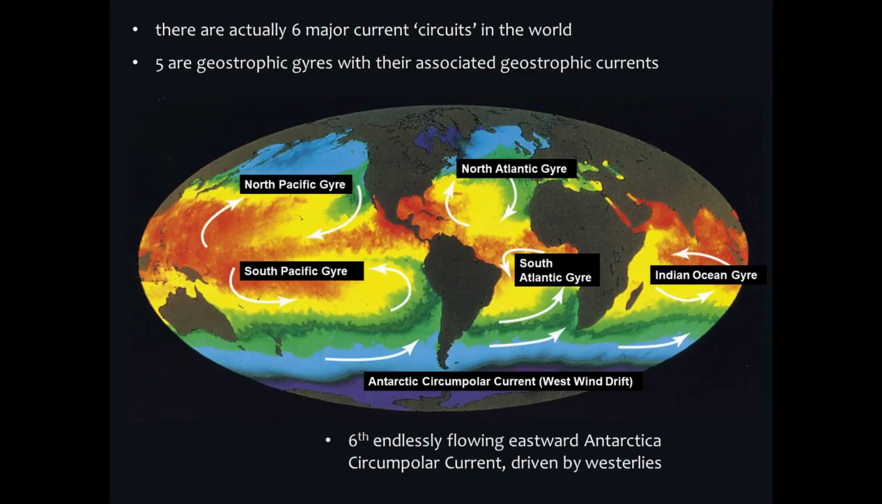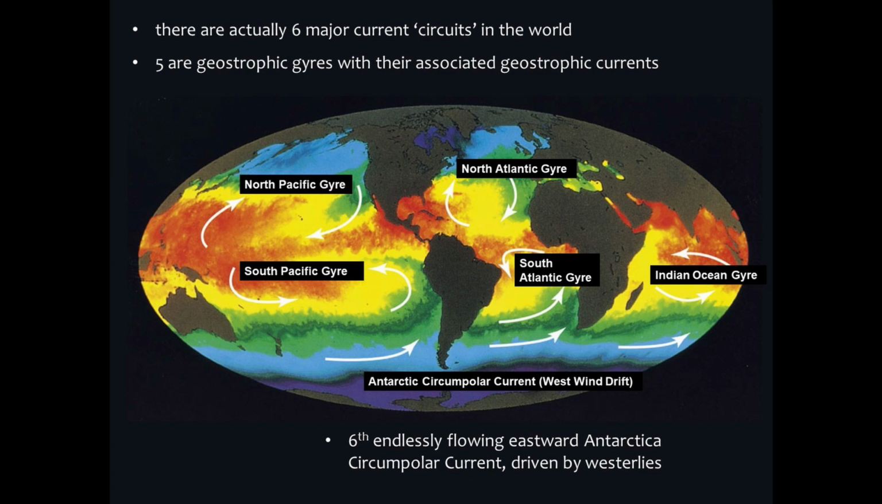There is a sixth major circulation pattern that we haven't talked about yet. So before we looked at five subtropical gyres, also known as geostrophic gyres. They have what we call geostrophic currents. A geostrophic current is an ocean current in which the differences in water pressure are balanced by the Coriolis effect. But what we see here is that we have these five gyres and their associated currents within them, and then there's a sixth one.